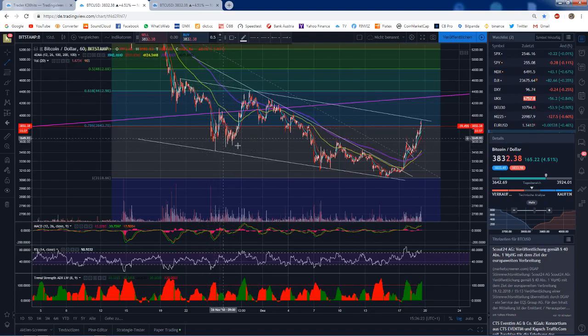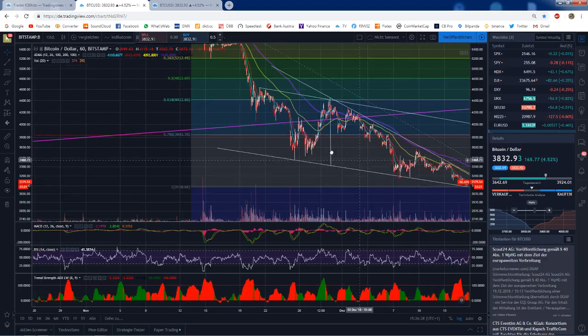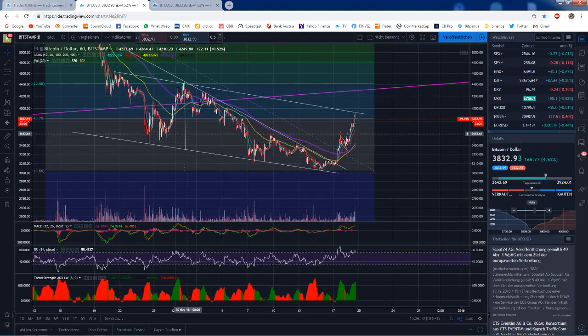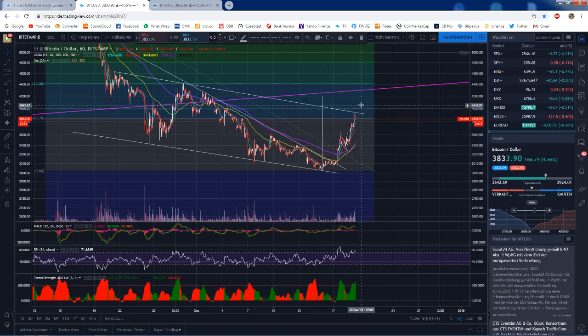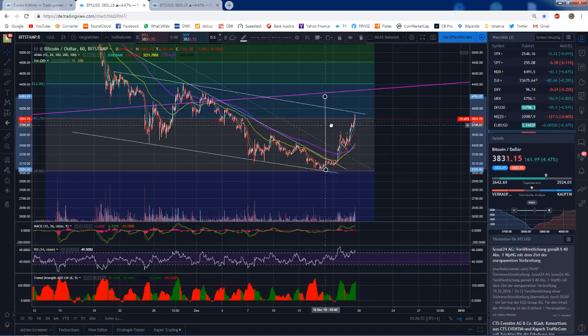And if you see, we had this falling wedge. If you take the width of this channel, go along, and put it down here, you would see it would align with this trend line.